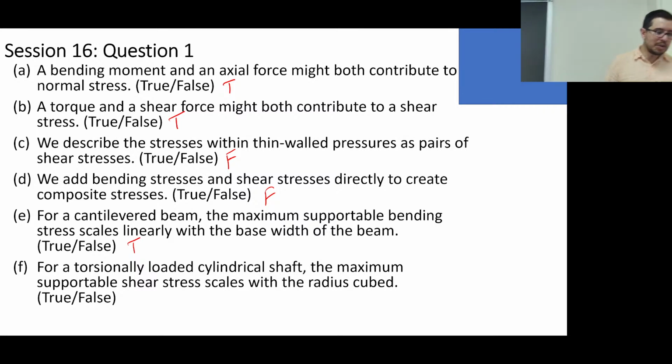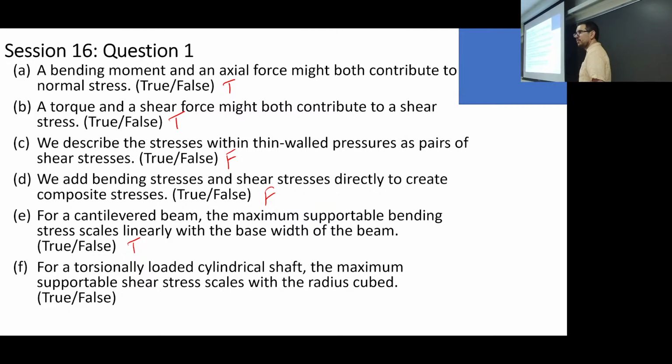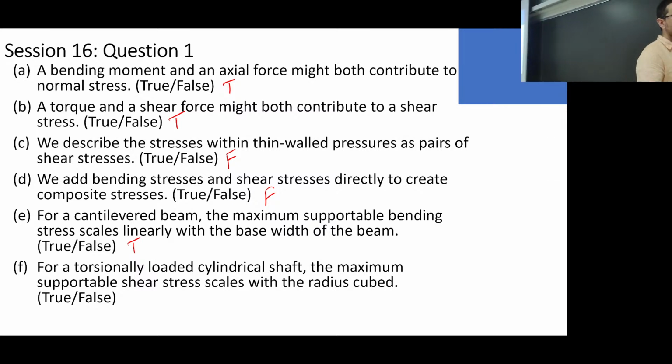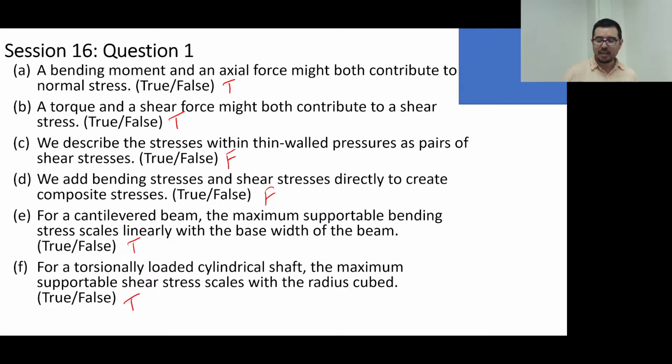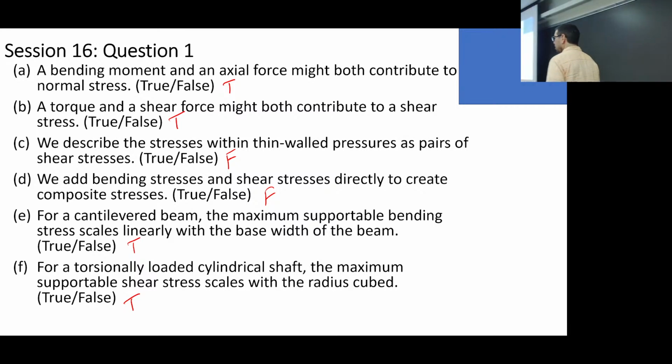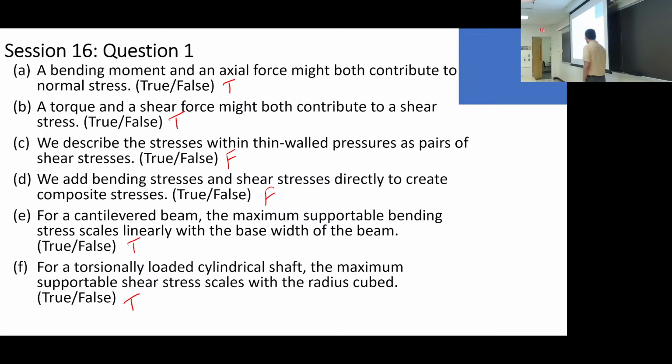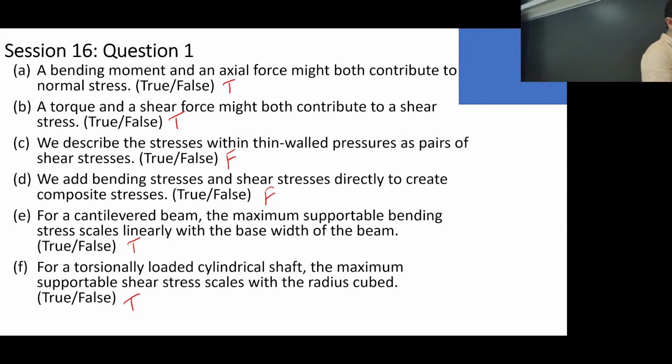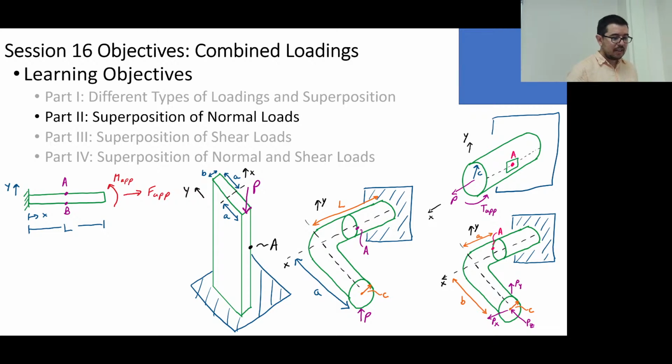Okay, for a torsionally loaded cylindrical shaft, the maximum supportable shear stress scales with the radius cubed. What do you think, Matthew? Yeah, it is true. That's for the same reason we discussed. We have a relationship for J now, because we have Tc over J, and J is going to be c to the 4th, but there's a c in the numerator, so it ends up being c cubed. I guess that was one of the questions for your homework. So now you got it.